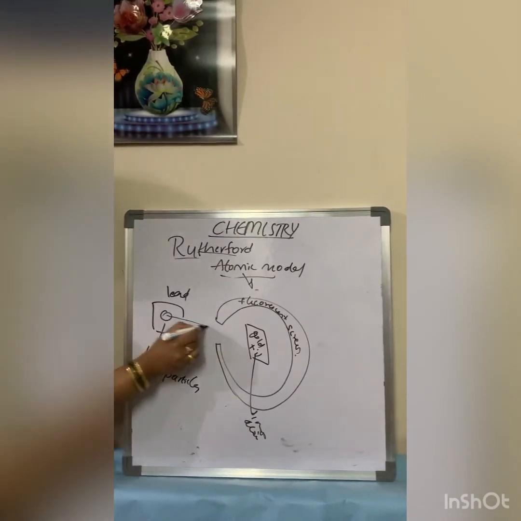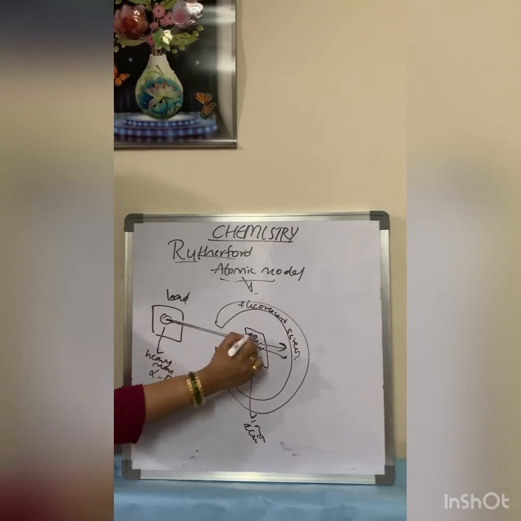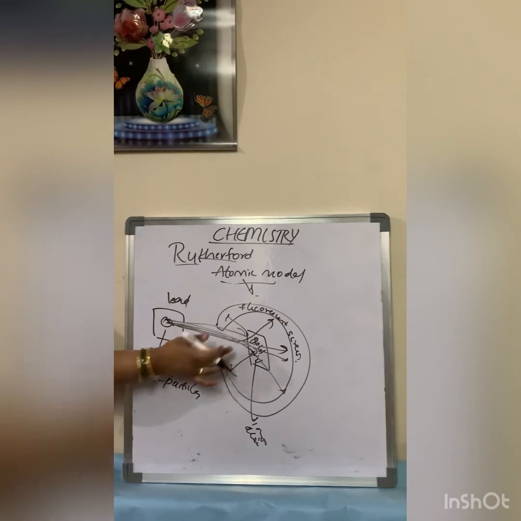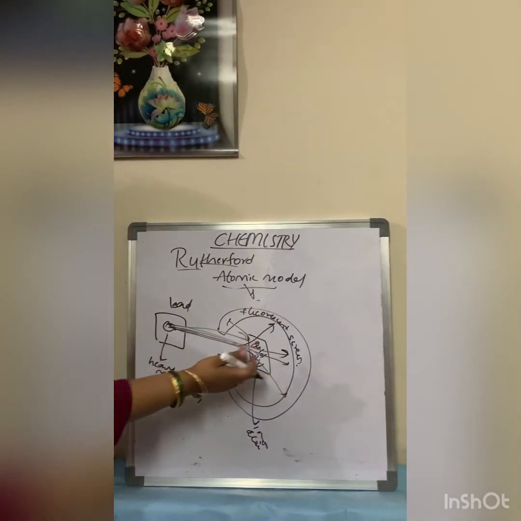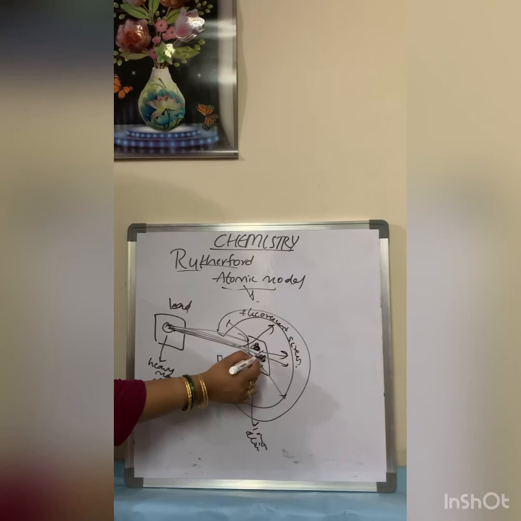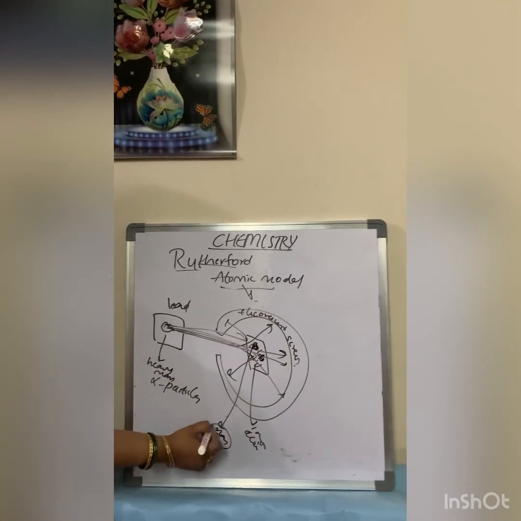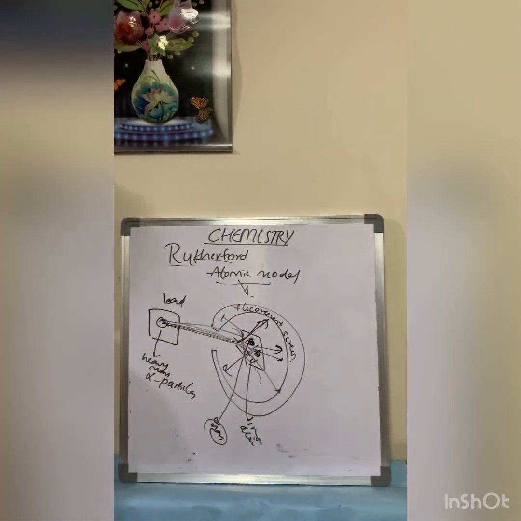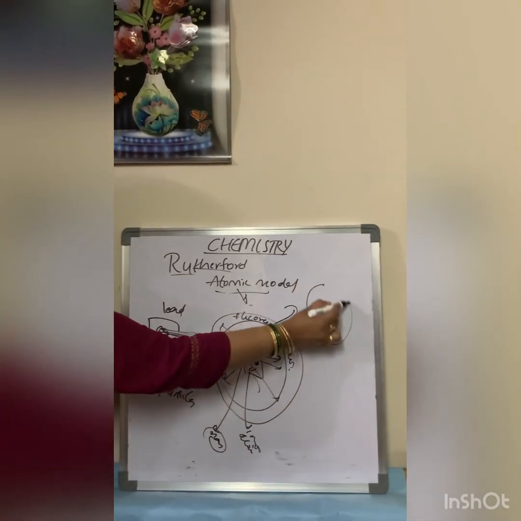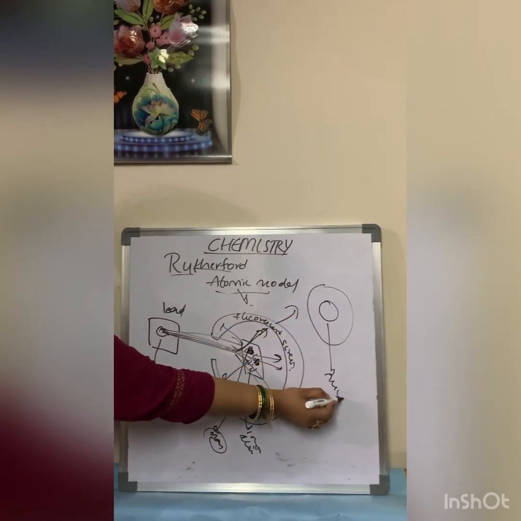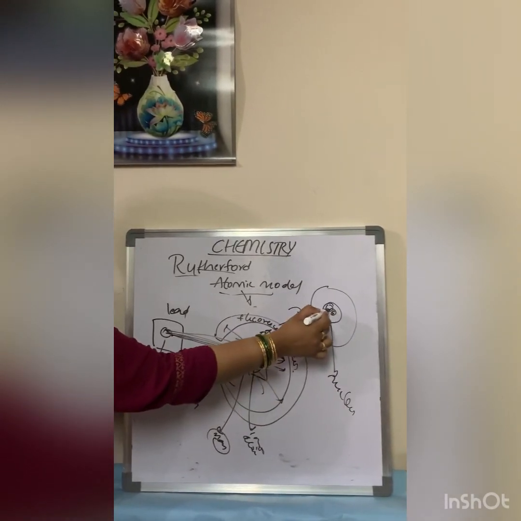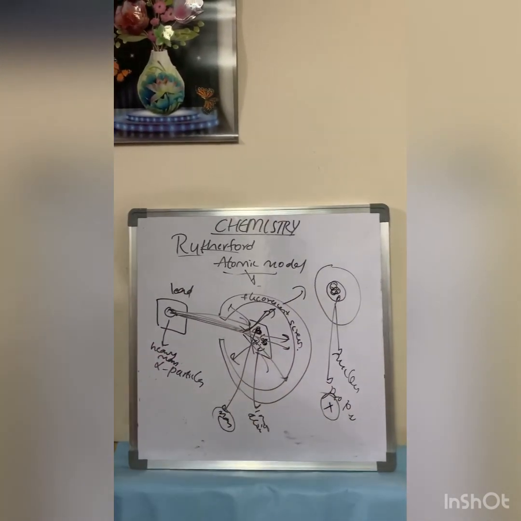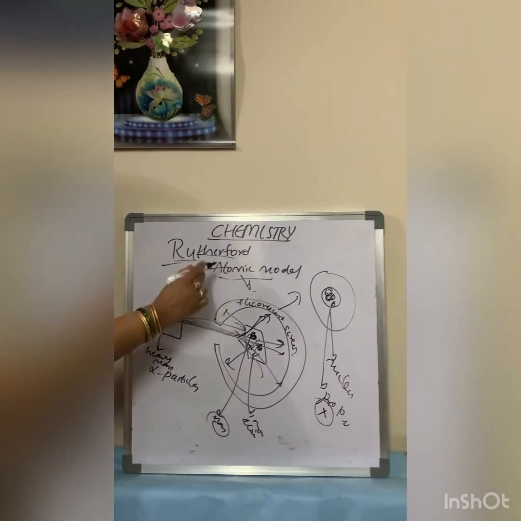Whereas for the particles, some of them were not deflected, some deflected, some rebounded back, because like charges will repel. Some were not deflected because only some of the positive charge, that is the mass, is less, so they passed through. Some got deflected, some rebounded back. By this he concluded that in the atom, the nucleus will be present and the protons, that is the positive charge, are inside the nucleus. This is what Rutherford concluded.